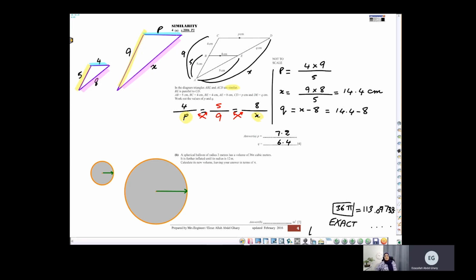Pi is exact. If you write it in terms of pi, it's exact. If you want to write it as a decimal, you are annoying yourself. We love to write it in terms of pi.